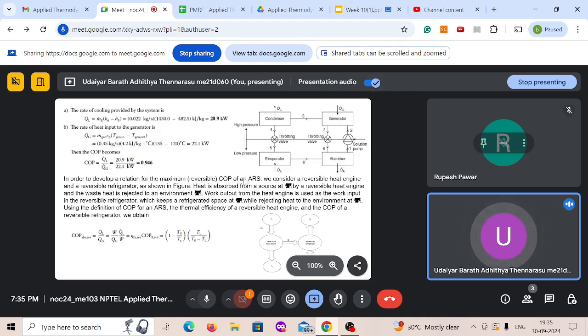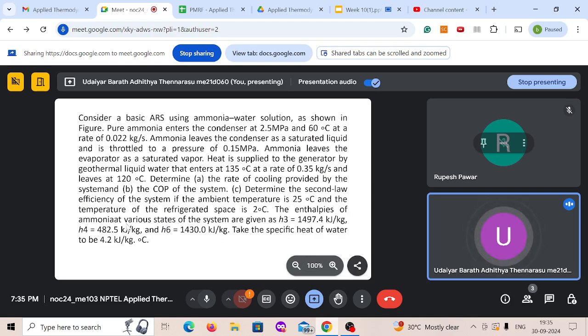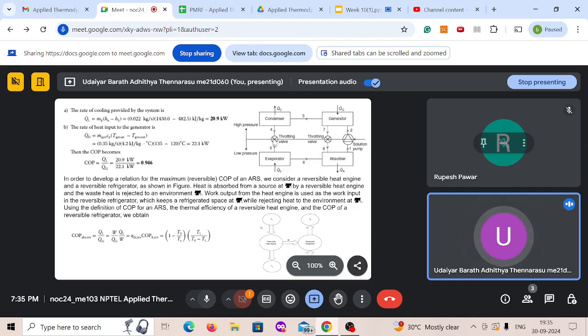So this is your system. You have condenser, evaporator, generator and absorber. This is a vapor absorption refrigeration system which we saw. The rate of cooling provided by the system is across the evaporator, so m dot of refrigerant into H6 minus H5. The refrigerant mass flow rate is given as 0.022, and H5 and H6 are already given in the problem. H5 is the same as H4. So 1430 minus 482.5 gives you 20.9 kilowatt. So that is the cooling provided by the vapor absorption refrigeration system.